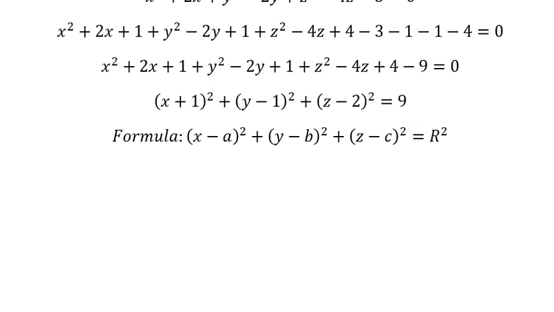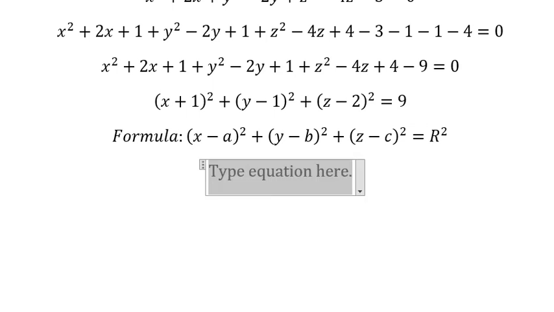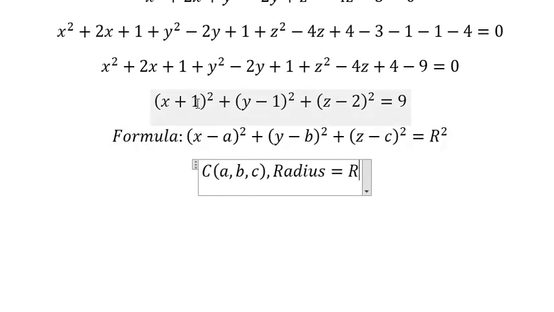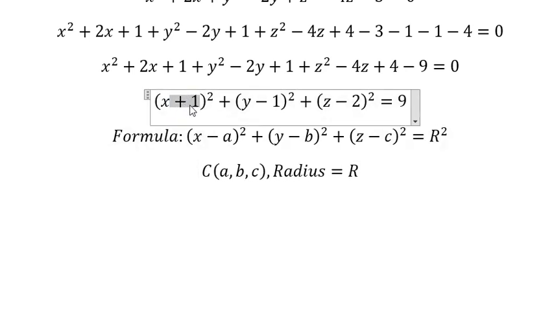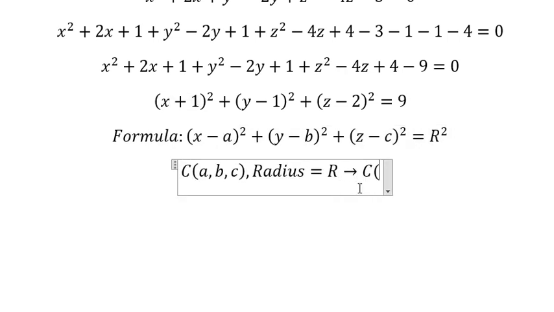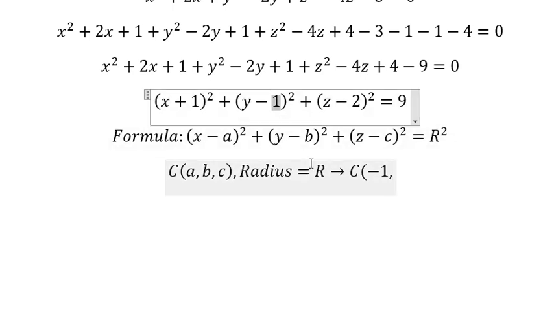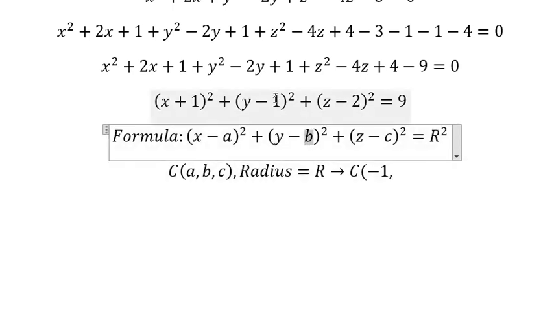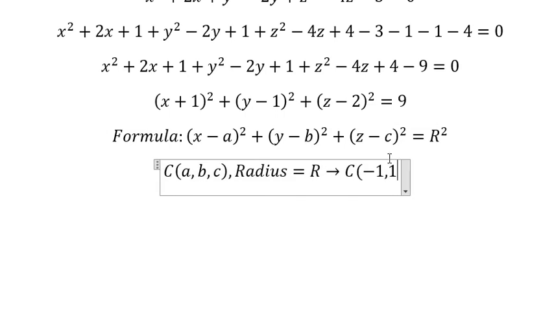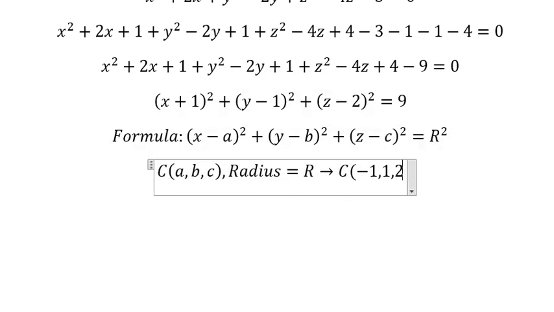So, the center that is about ABC and the radius that is about R in here. So, for this one, this is about positive number 1, that means A equals negative number 1. This one we have negative number 1, that means B equals number 1. This one we have number 2.